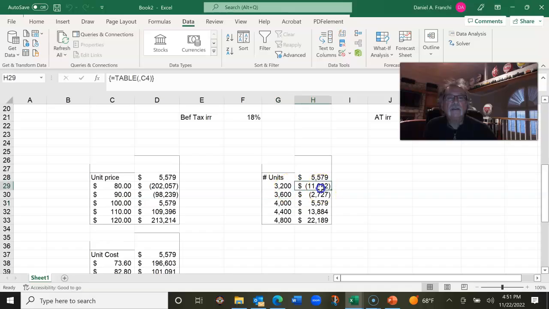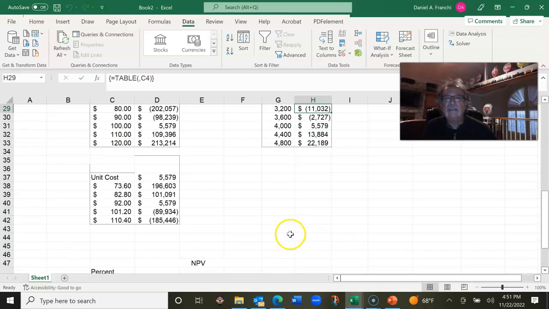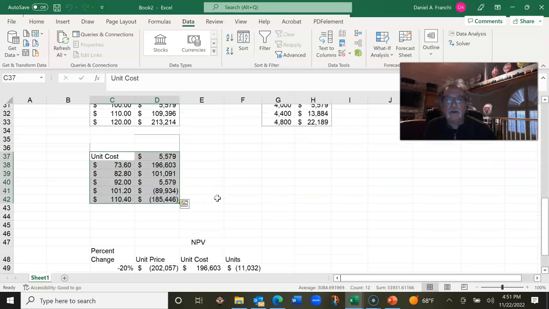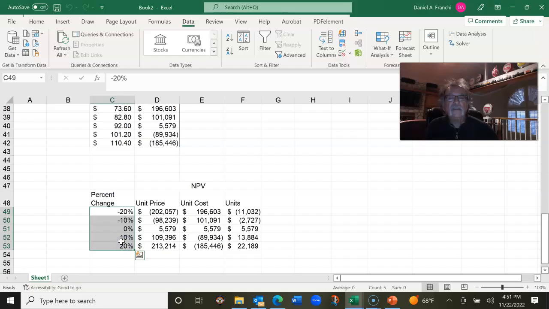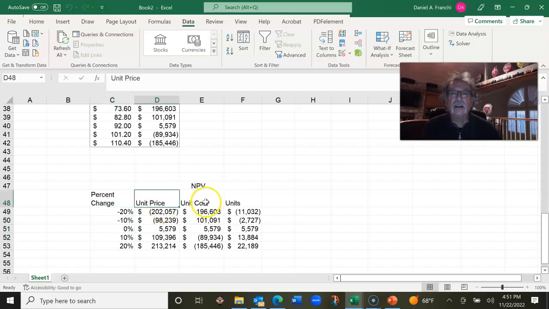If we have 3,200 units a year, we have a negative present value. 4,800 units a year, positive present value. And I've done it for the unit cost. This is what it looks like here. Now I've had to keep them separate, but this is what I've done here below. This is my percent change in the variable that we're testing. What we're testing in column 1 is unit price. In column 2, unit cost. Column 3, number of units.